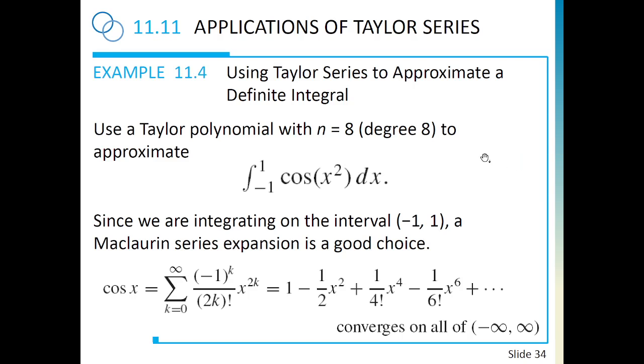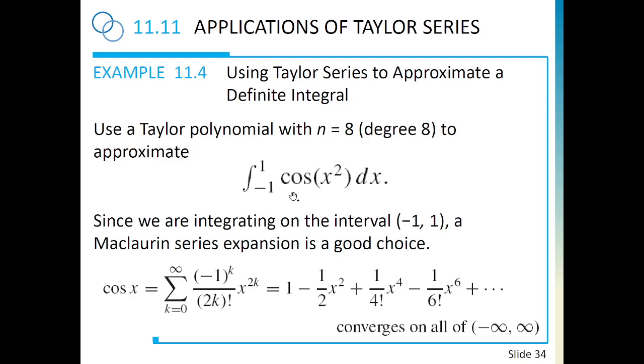Another application would be to compute definite integrals. So here the task is to compute a definite integral of cosine x squared between negative 1 and 1, and the goal is to use the Taylor polynomial of degree 8. That is the task that is asked from us in the question. They tell us already that the polynomial needs to be of degree 8.